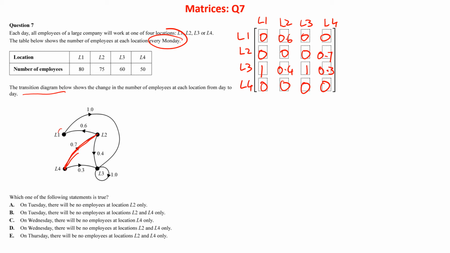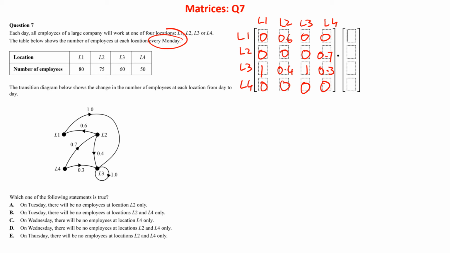And if you have a look, that's the same for L3, and then there's no L4 to L4. L3 to L3 has a 1, as shown in the matrix, because it circles back to itself. Okay, so that's how you can create that transition matrix from a transition diagram. You'll notice that as I go down that column, the values are all equal to 1.